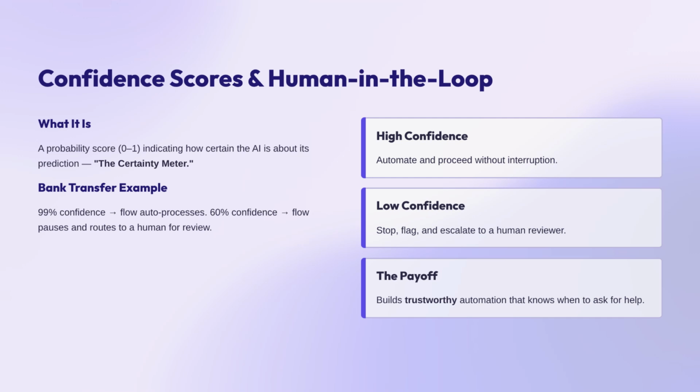You've probably noticed at the office how some people just guess when they aren't sure. Our AI is smarter because it knows exactly when to ask for help. Let's break this down together. We are building trustworthy automation.